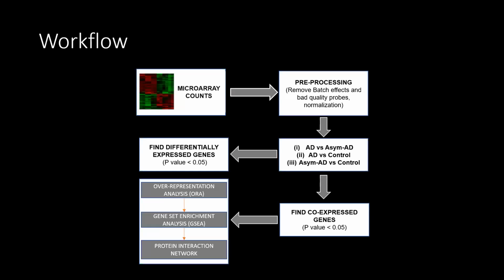So this is the basic workflow. We first took gene expression count data and did some basic pre-processing, such as removing batch effects and removing bad quality probes. The data is then split into three study conditions: AD versus asymptomatic AD, AD versus control, and asymptomatic AD versus control. Next, we performed a differential gene expression analysis using statistical tools and identified genes with a p-value of less than 0.05. We simultaneously performed co-expression studies. Then overrepresentation analysis and gene set enrichment analysis were done to identify the significant pathways and gene sets. Finally, protein interaction networks were constructed with the co-expressed genes.